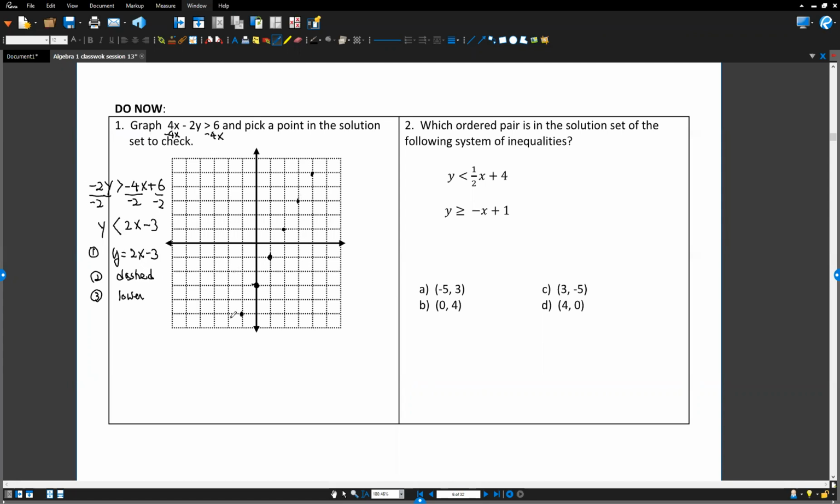Down is the same pattern. That is the dashed line. This is y equals 2x minus 3, dashed line. We try the lower part. That is the lower part. Only one, okay? It is not a system of inequalities. There is only one inequality. The solution set is over here, down.